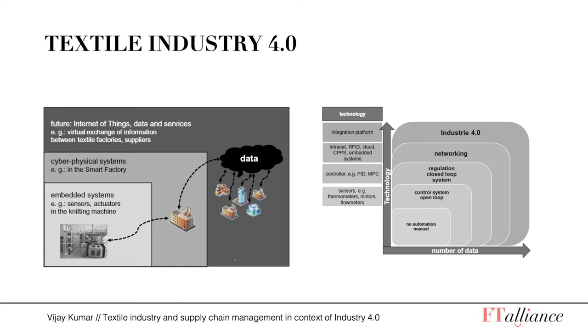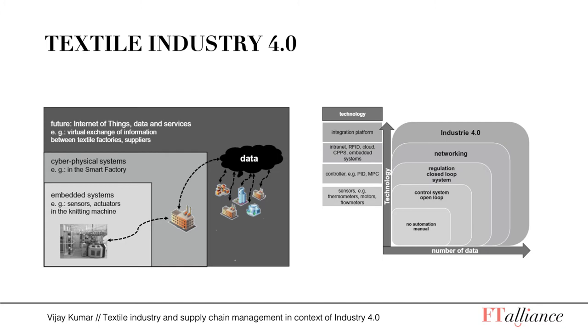But if we see in a broader picture what we are looking into here, if we go back to industrial revolution 1.0, we see that it was more focused on mechanization. So the processes were more mechanized, and of course that resulted in a significant improvement in the efficiency. But if we look into the data points, we are collecting very little data, because everything was more or less manual, except the machines were working through some mechanical processes.